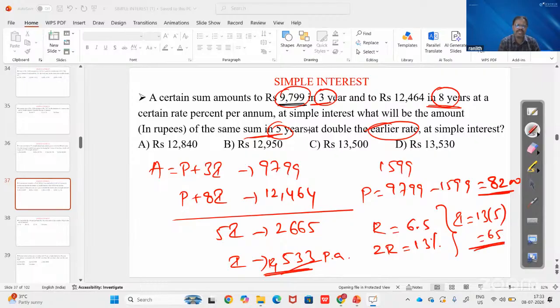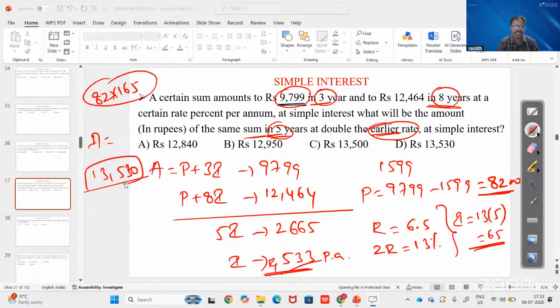So amount is nothing but 82 into 165. We need to multiply 82 into 165. So that will be equal to amount after 5 years at double the rate of interest, which is nothing but 82 into 165 will be equal to 13,530. So the answer will be equal to 13,530.